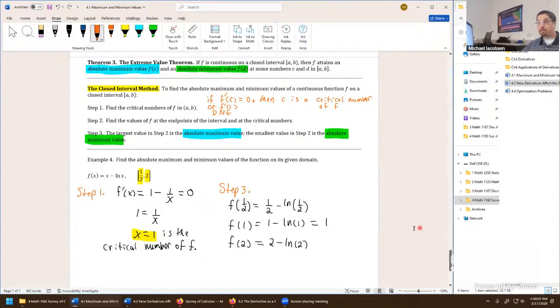We're pretty much done with step 3, but let's get 2 approximations in. So I forgot to load a calculator. Give me a moment.